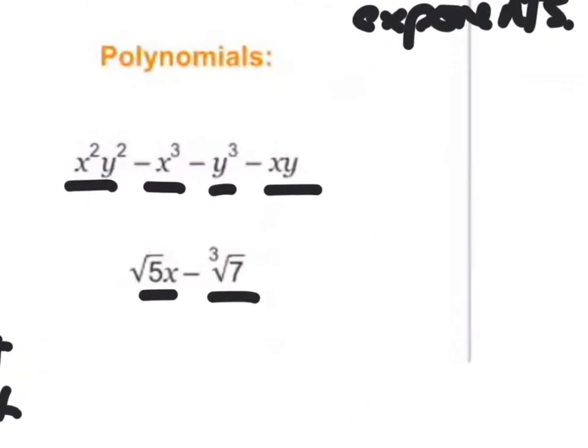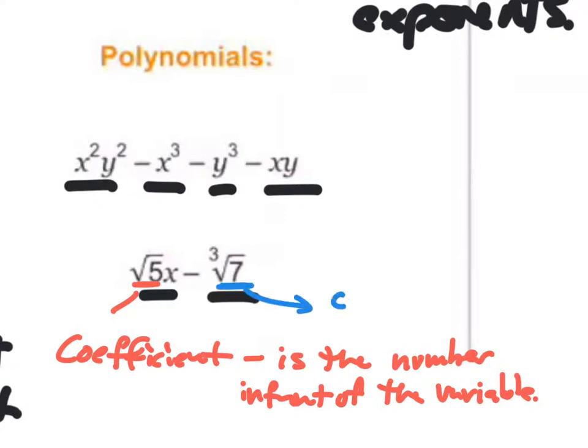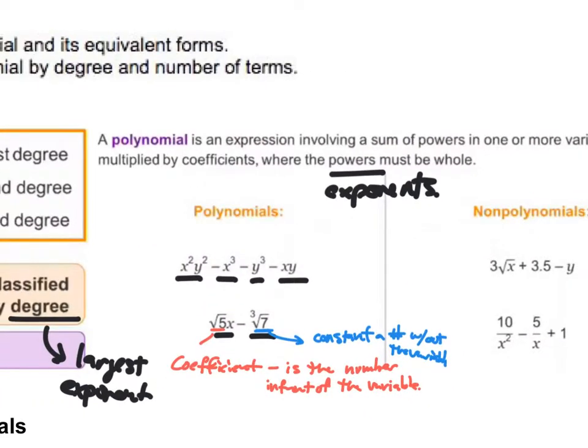And the reason why this is a polynomial is because this is x to the first power. Now, when you see something like the square root of 5, that's a number, okay? And this is what we call a coefficient. A coefficient is the number in front of the variable. And if we have something out here where you just have a number, k is a constant. So a constant is a number without the variable. Okay? And so that's what we're looking for. But we want to make sure that our exponent is a whole number. So either 1, 2, 3, those are all whole numbers, so we can consider those polynomials.